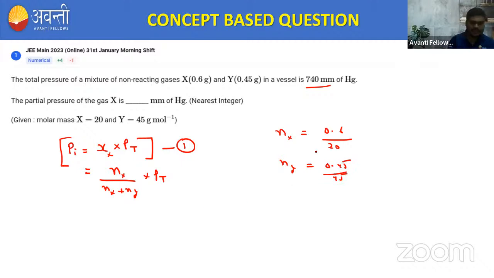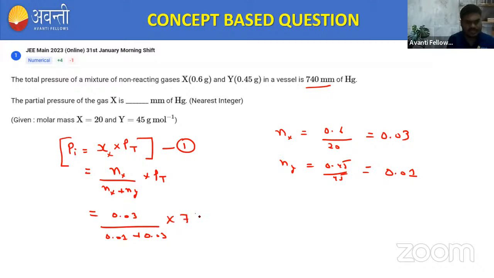So we can easily calculate. The mole comes out to be 0.03 and this value comes out to be 0.01. 0.03 divided by 0.03, okay. Now just put the value. On putting the value we got 0.03, 0.01 plus 0.03, and multiply by 740, so we can get to know that it is 555 mm of Hg.